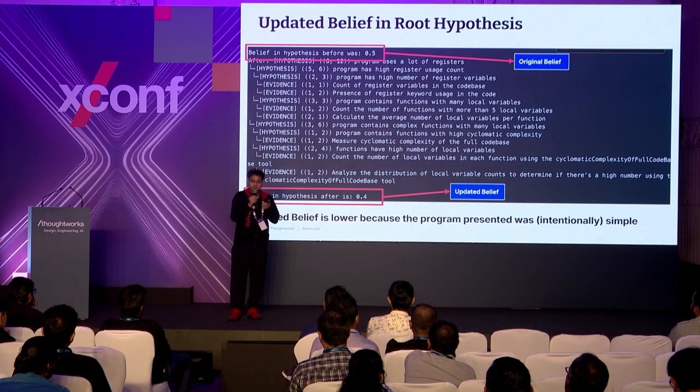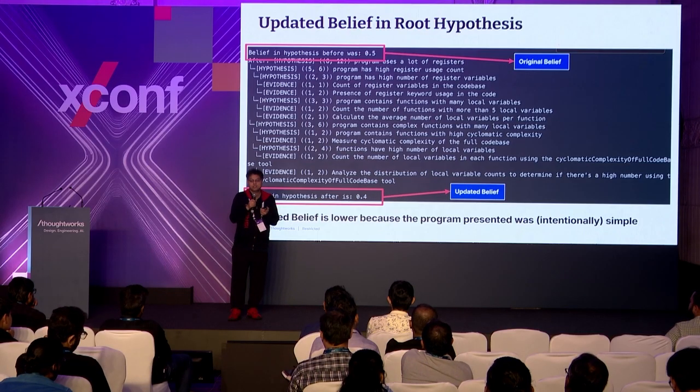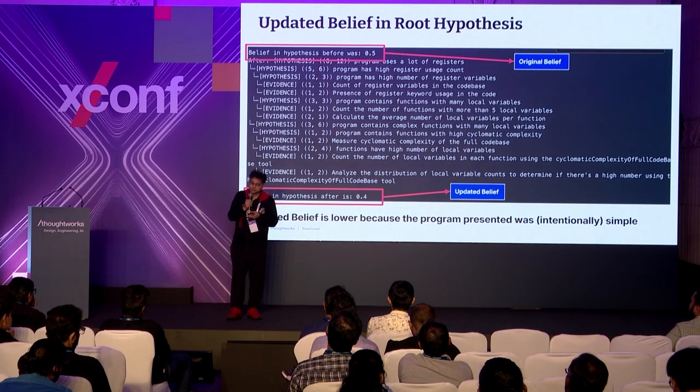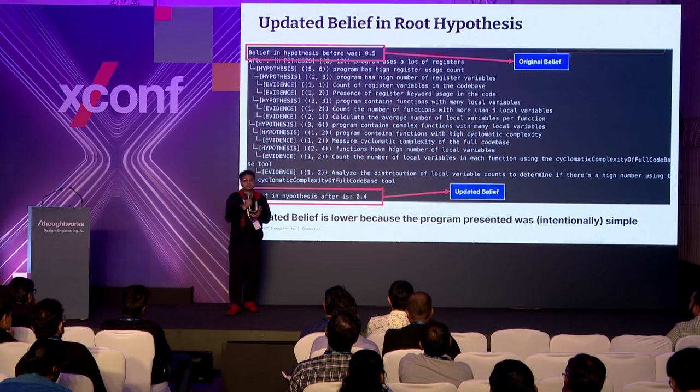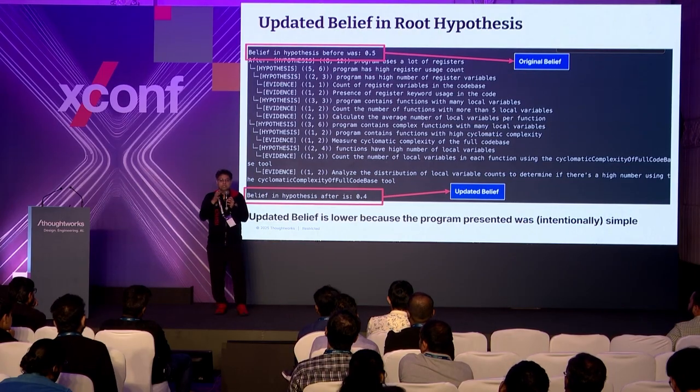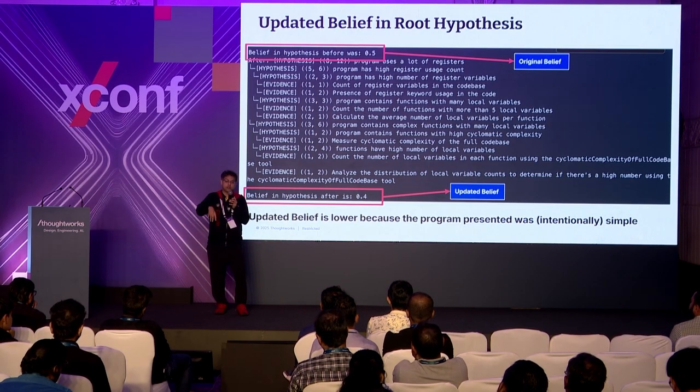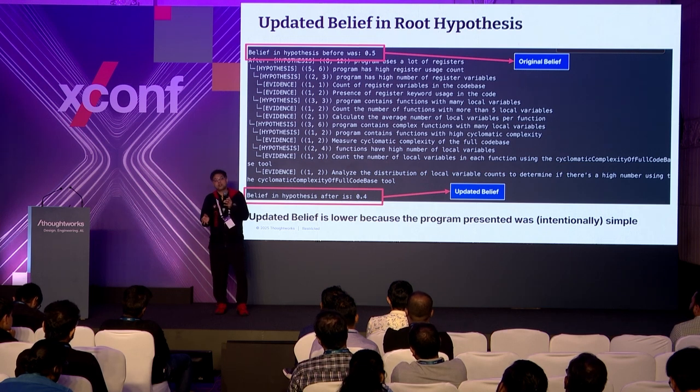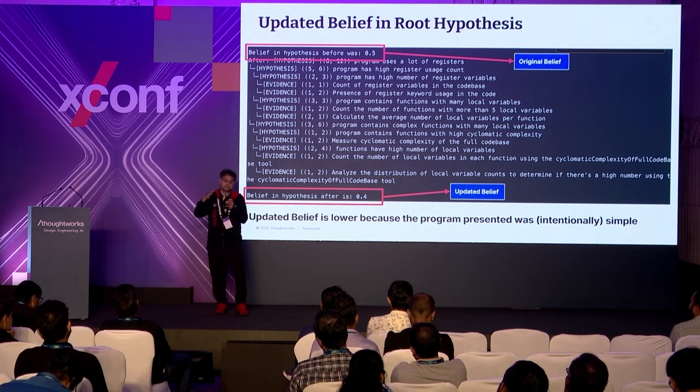Now, 0.4 doesn't mean 0, right? In this example, it's purposefully ambiguous, but it gives you a sense that our belief in this hypothesis has decreased. It hasn't gone down to 0, so it's not all or nothing. Maybe there are other hypotheses that can even strengthen or weaken this hypothesis even further.